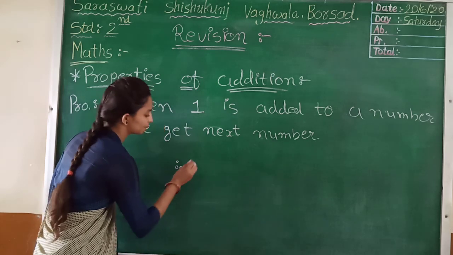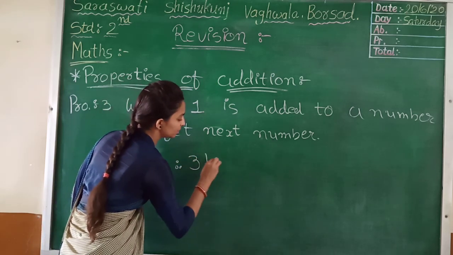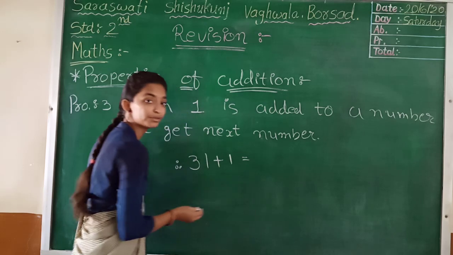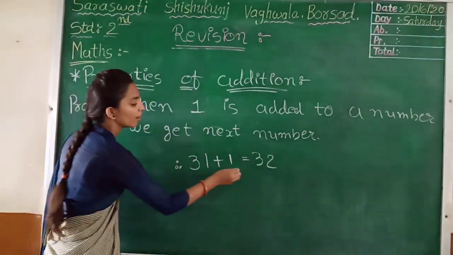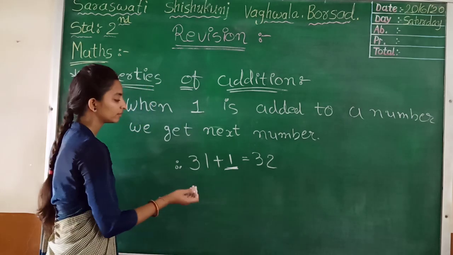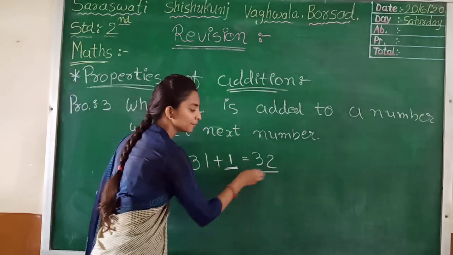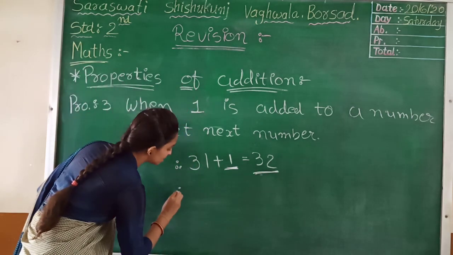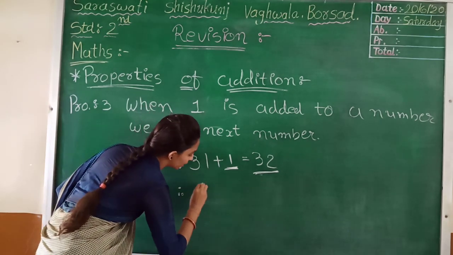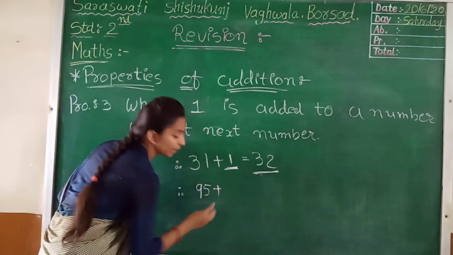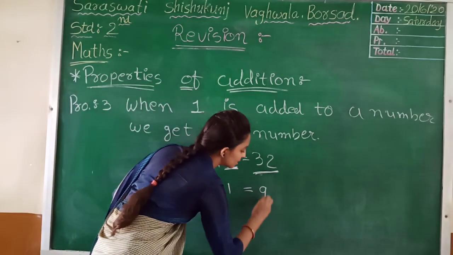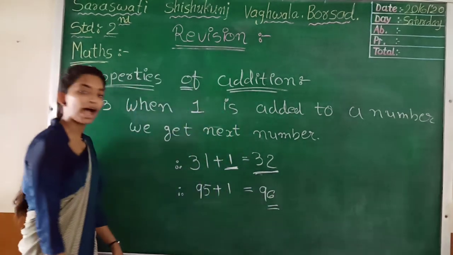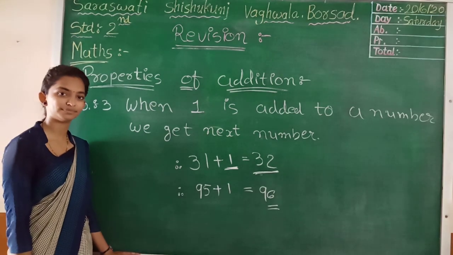It means 31 plus 1 equal to 32. Which number did we add? 1. So what do we have? 32. See another example. 95 plus 1. What do we get? 96. I hope you understood.